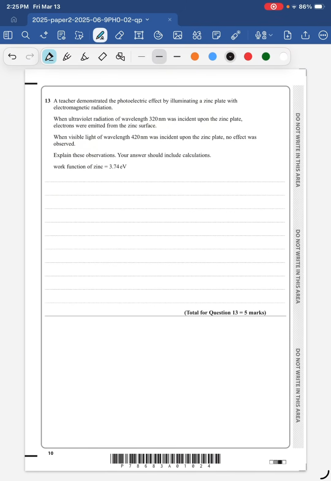So basically, all we have to do is to find the energy of these photons, okay? So the energy is h, Planck's constant, times the frequency, and then the frequency for electromagnetic radiation is always equal to the speed of light divided by the wavelength, okay? So we'll calculate the energy for this radiation and compare with the work function and see if there is enough energy to extract electrons from zinc. So let's start with the UV, okay?